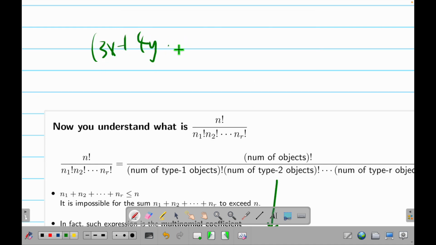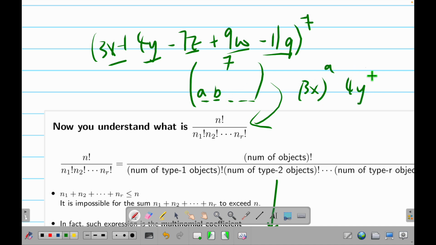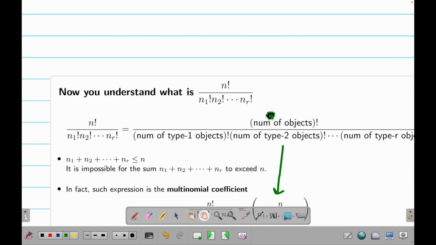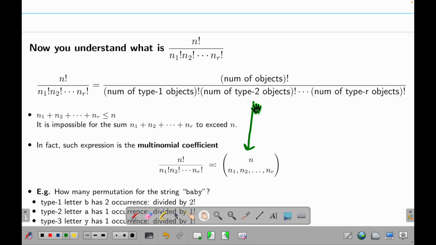3x plus 4y minus 7z plus 9w minus 11q, power 7. How do you expand this? You will have a multinomial coefficient, let's say power 7, and then 1, 2, 3, 4, 5. You have 5 numbers here. Then what is this thing? And then you will have 3x to the power of this number, and then 4y to the power of this number, and then 7z to the power of this number, and so on. This is how you expand anything as big as you want. Don't worry, we will see this later. Multinomial coefficient. And it actually is what? Permutation with repeated objects. So this is the first thing.